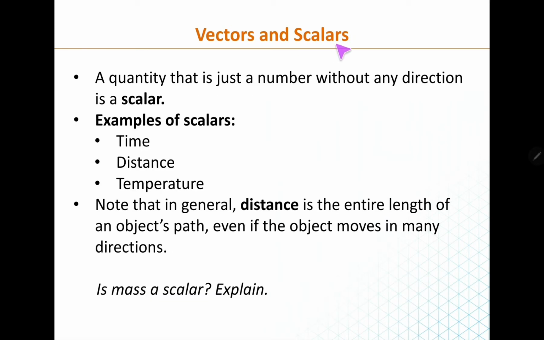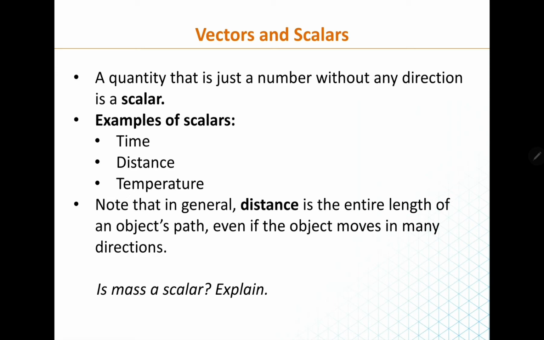Now we will talk about scalars. What does scalar mean in physics? A quantity that is just a number without any direction is a scalar. The examples that we have of scalars are time, distance, and the final one is temperature.